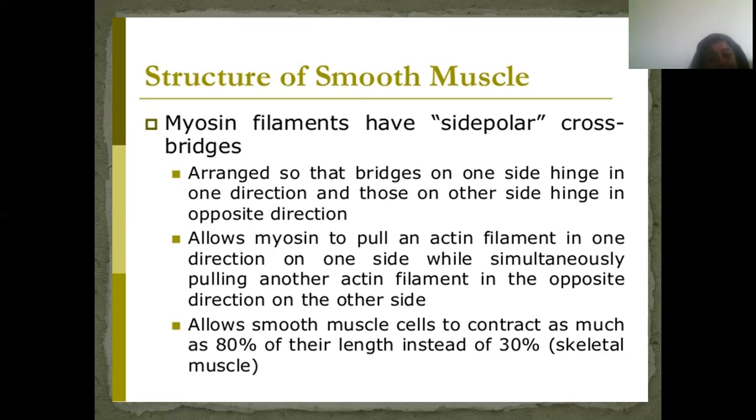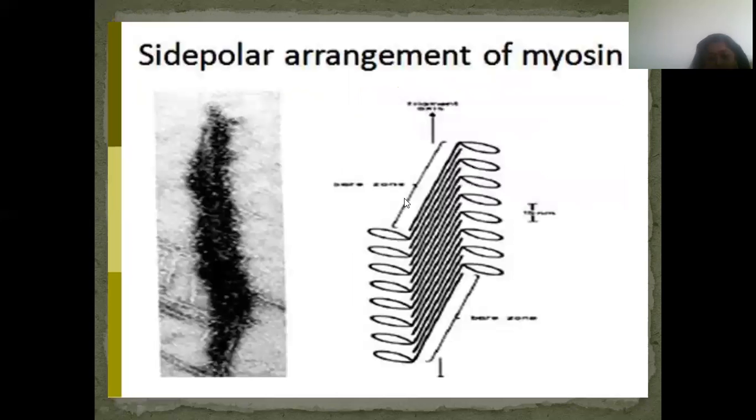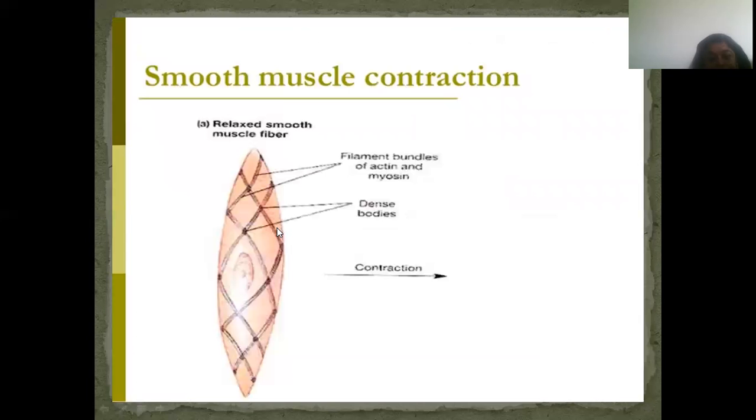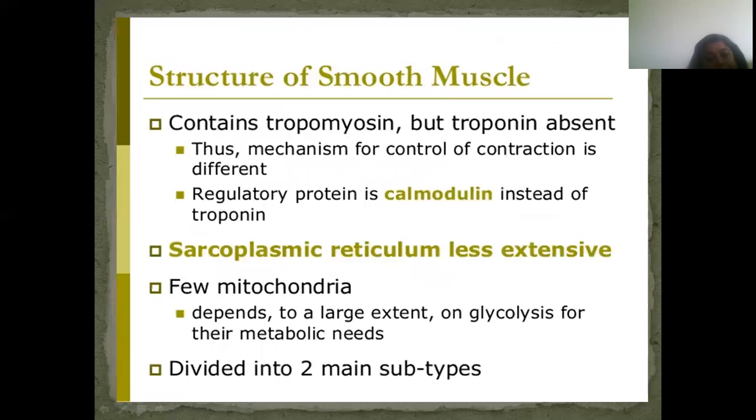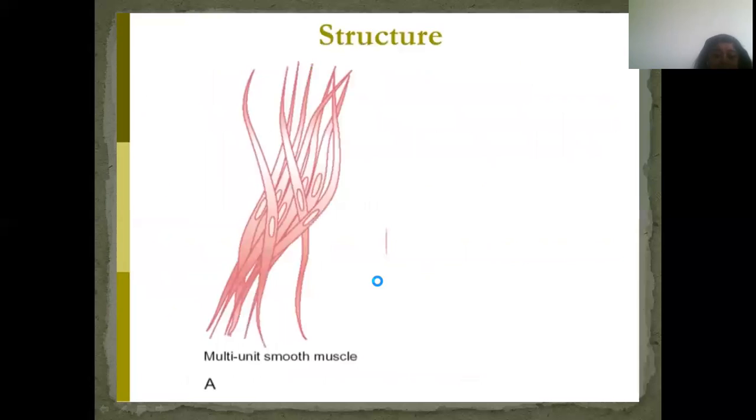Here is the diagram, side polar arrangement of myosin. See, this is spindle shape. They are the arrangements of filament bundles of actin and myosin, and here are the dense bodies. They also contain tropomyosin, but troponin is absent. Regulatory protein is calmodulin instead of troponin. The sarcoplasmic reticulum is less extensive with few mitochondria and is divided into two main subtypes. This is the structure.